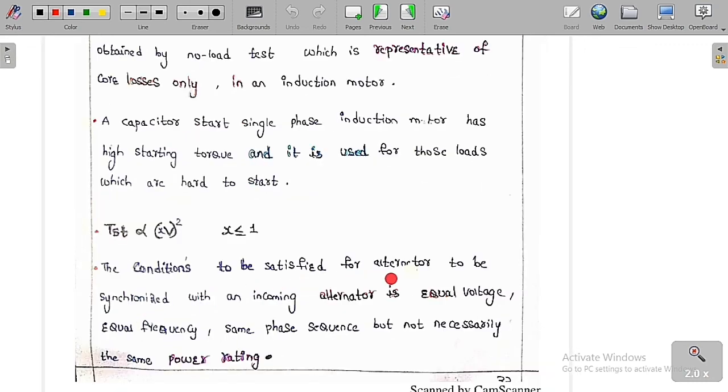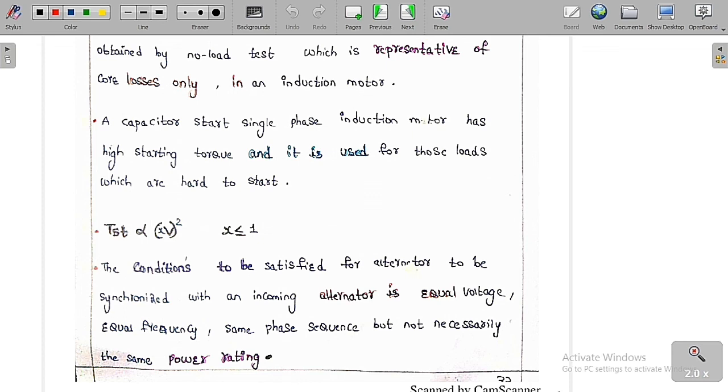The conditions to be satisfied for an alternator to be synchronized with an incoming alternator are equal voltage, equal frequency, and the same phase sequence, but not necessarily the same power rating. These are the necessary conditions if you go for parallel operation. Power rating is not our consideration; it can be same or different, and it is not going to affect the parallel operation.